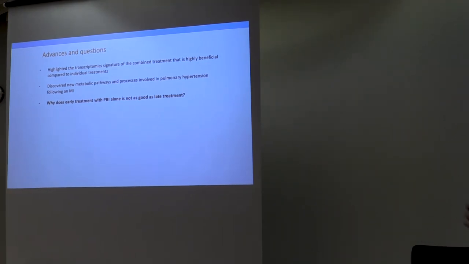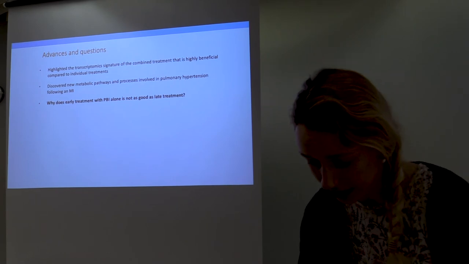So to wrap up about those two projects, the first one highlighted the transcriptomic signature of the combined treatment, valsartan with PBI, that is highly beneficial compared to the other individual treatments. We've discovered new metabolic pathways and processes that might be involved in the pulmonary hypertension following MI. But remember, I told you that the first study was looking at recovery after 3 weeks, and the PBI treatment was very successful at that stage. So we're wondering why an early treatment is not working on its own, and why adding valsartan is helping, in fact. We have hypotheses for that, and it might also bring us more information about the process and what each drug is actually doing.